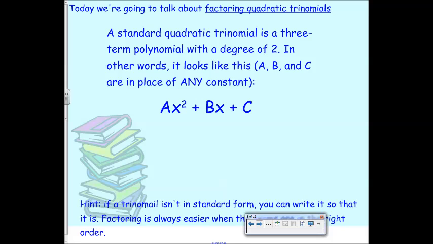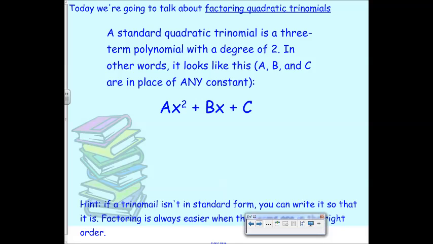ax squared plus bx plus c, where a, b, and c stand for any numbers. So those are just constants. But this is the form that it should be in. What do you notice about the order? The x is decreased. It starts with the 2, then the 1, and then the one without an x. So we call that c as our constant.